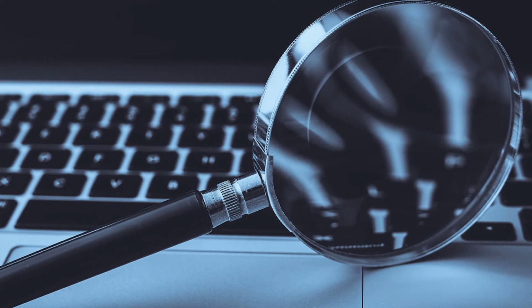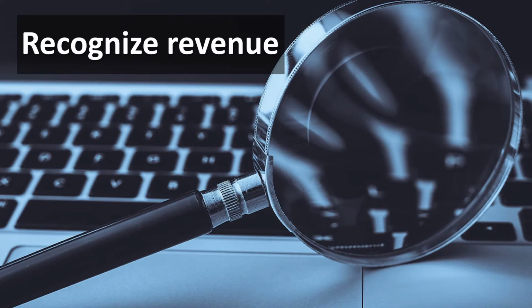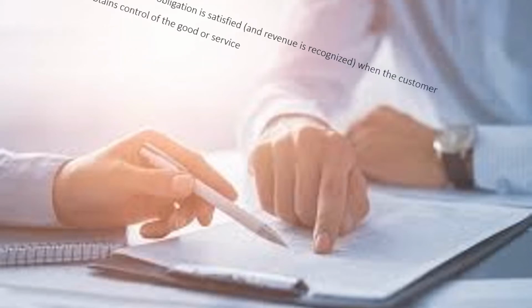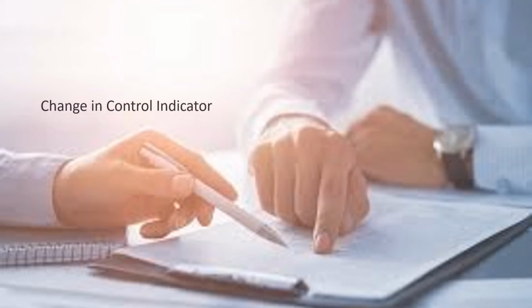Once the performance obligation is satisfied, the organization should recognize its revenue. A performance obligation is satisfied when the customer obtains control of the good or service. The change in control can be done in many ways.